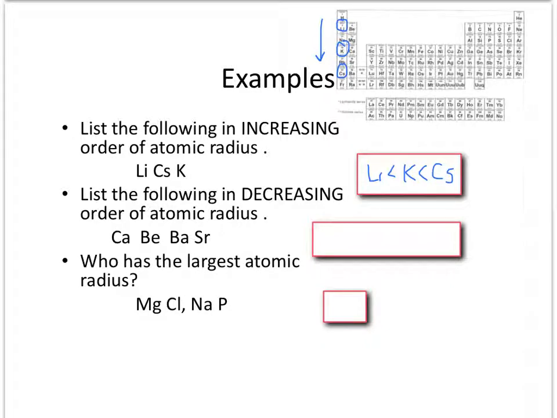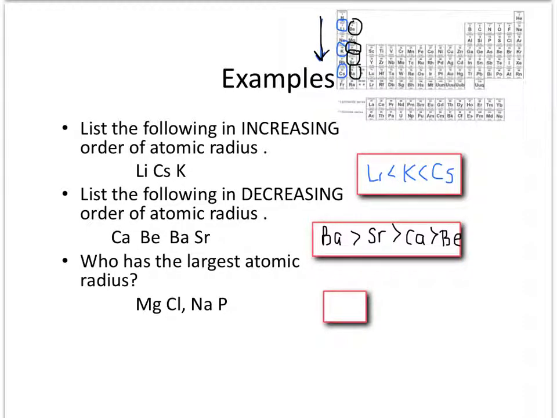If we take a look at the second problem, list the following in decreasing order of atomic radius. Now we're going to be looking at calcium, beryllium, barium, and strontium. Once again, another group trend. We know as we go down, it's going to increase in size. We want to go from largest to smallest. So barium will be the largest, and then strontium, then calcium, and then beryllium.